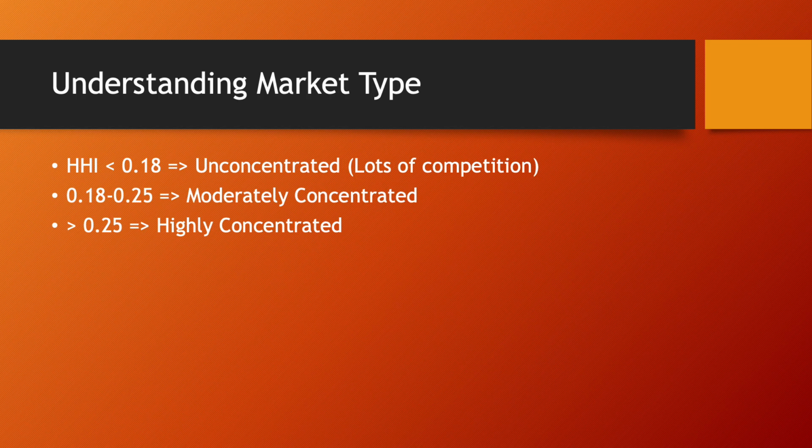Now, understanding the market type. The HHI scale helps categorize markets. Below 0.18 equals unconcentrated, meaning lots of competition. Between 0.018 and 0.025 is moderately concentrated, and above 0.025 is highly concentrated.